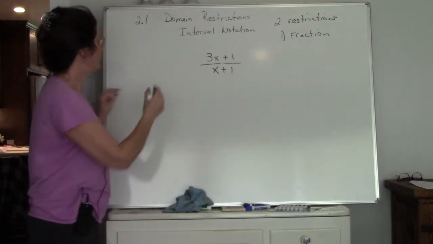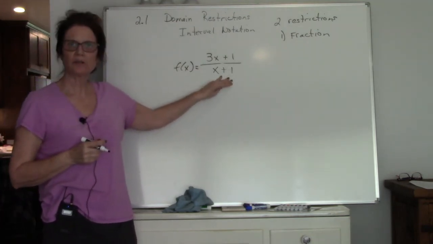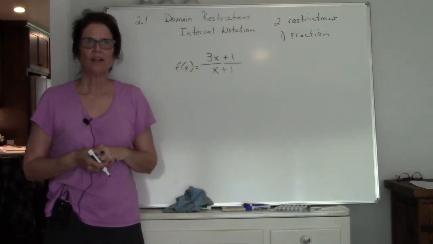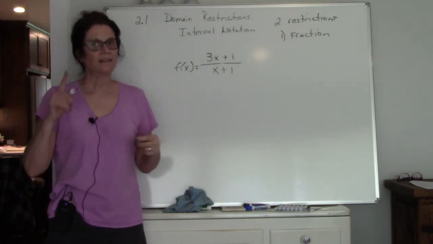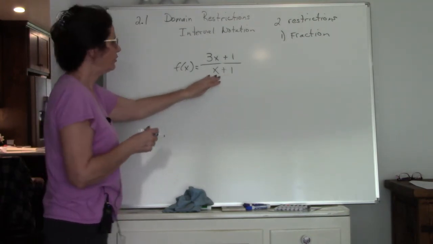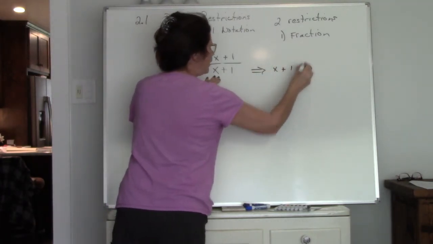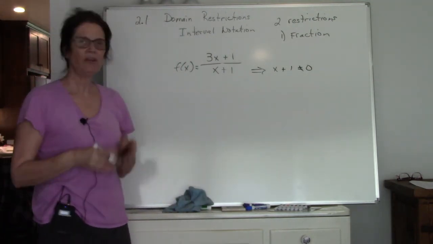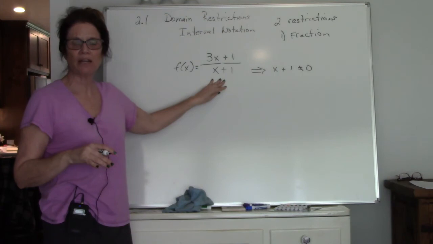So let's say we have the function f of x equals 3x plus 1 over x plus 1. The minute you see you have a fraction, now you have to set the domain, because there are all kinds of values that I can use except one in this case. Here's how you deal with fractions. You take the denominator and set it to not equal 0, because you cannot have a 0 in your denominator. The top can be anything I want. I can have 0 in the top. It's the denominator that gives us trouble.